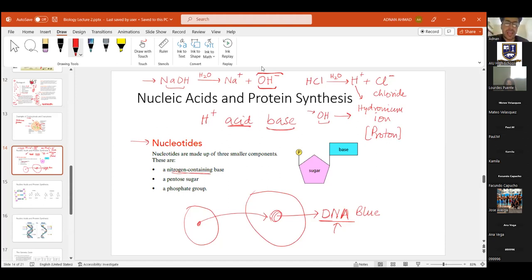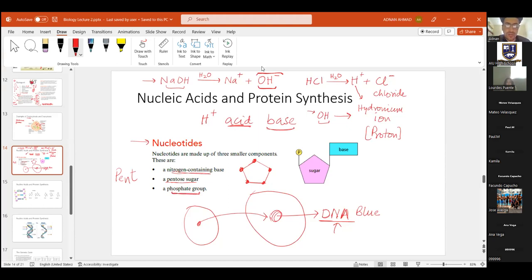So nucleotides contain a nitrogen containing base and a pentose sugar. Why is it called a pentose sugar? Anyone? You guys are from the United States, right? Okay, so what is a pentose sugar? You may have heard of the building called the Pentagon, a famous building in the United States. A pentose sugar is called pent, P-E-N-T, because it has five corners: 1, 2, 3, 4, and 5. This is why we call it a pentose sugar, and a phosphate group, okay?